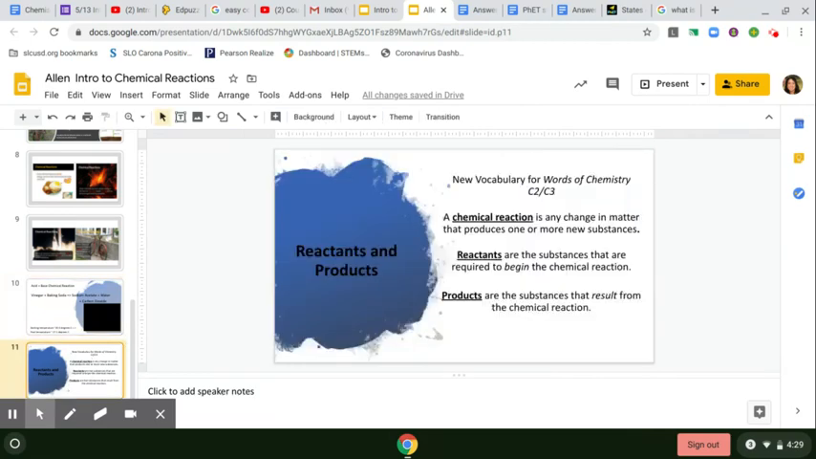These are some terms that you're going to need to put into your notebook on page C2 and C3. So you have chemical reaction, which is any change in matter that produces one or more new substances. You have reactants. Those are the substances that begin the chemical equation. So those are like the ingredients. And then you have your products, and those are the substances that result from the chemical reaction. So that's what you end up with. So you can pause that if you need to copy those down.